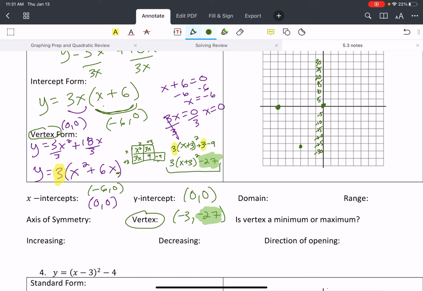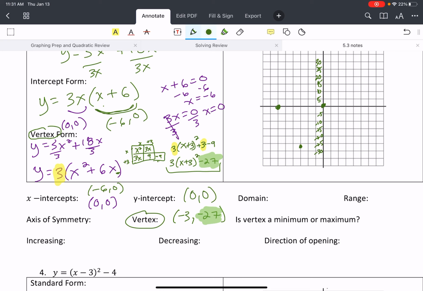I've plotted all of my special points, right? And I don't have 5 points. The problem was because my y-intercept and my x-intercept are at the same point. So that didn't give me my 4th and 5th point like it normally does. Do you guys see the problem?